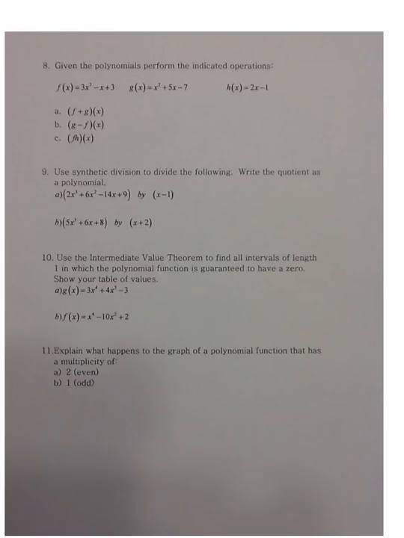Okay, so number 8 is, given the polynomials, you have to perform the indicated operation. So we're adding f of x and g of x, subtracting g of x minus f of x, and then multiplying f and h together.